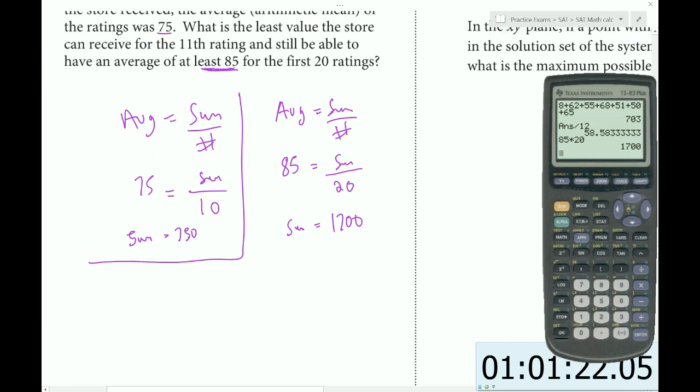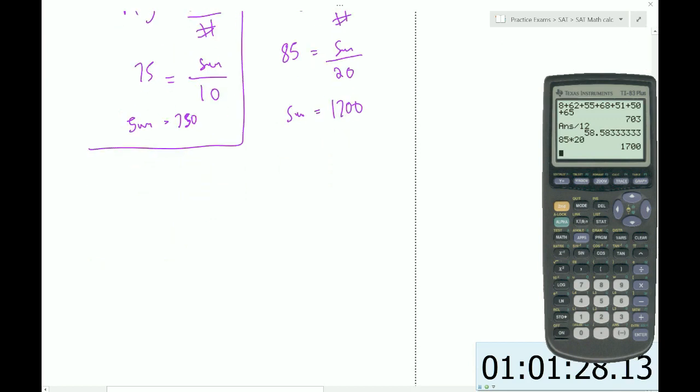So the sum right now is 750, and we want the sum to eventually be 1700. This is the sum of 20 items. This is the sum of 10 items. So the question is, what is the least we can get on the 11th? Can we get a 0 on the 11th and still make it happen? That's kind of the question.